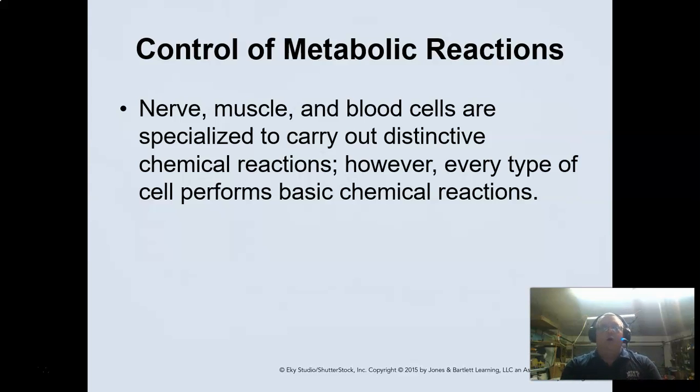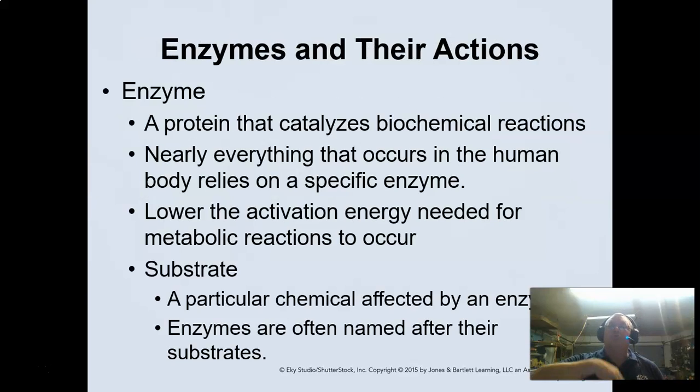So what controls our metabolic reactions? A lot of things. Nerves, muscles, blood cells. It also performs basic chemical reactions, hormonal reactions. Enzymes do this as well. And again, an enzyme is a protein that catalyzes biochemical reactions. Okay, so it helps out. It assists an action to happen. That's what an enzyme does.